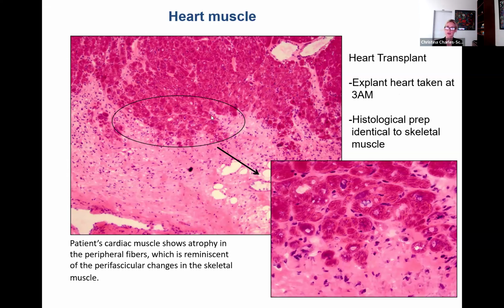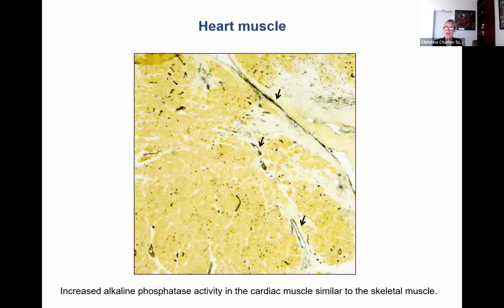And what I'm showing you here is his heart muscle. And at the edge of this heart muscle here in the periphery, you can see here, they're bigger fibers. And here, they're getting small. He's showing changes very reminiscent of the changes in his skeletal muscle, okay? This is his ALK Phos stain. Again, it's lighting up, and look at this arrow.